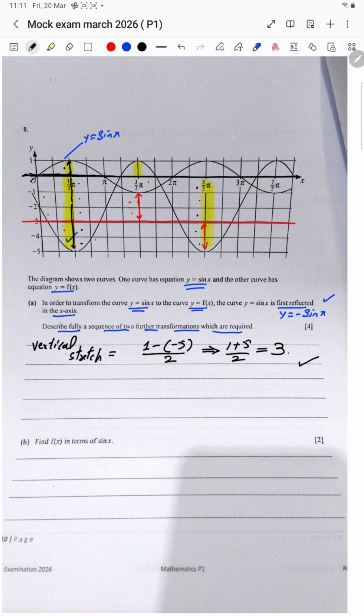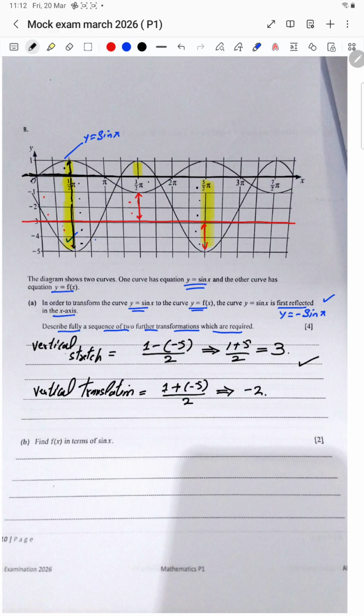2 marks for this one, and 2 marks for another transformation, which you can see it has also been translated. So we can say vertical translation of the factor. What will the translation be? You can say that is the mean of the maximum and minimum. That is the mean of maximum 1 plus minimum -5 divided by 2, that is -2.